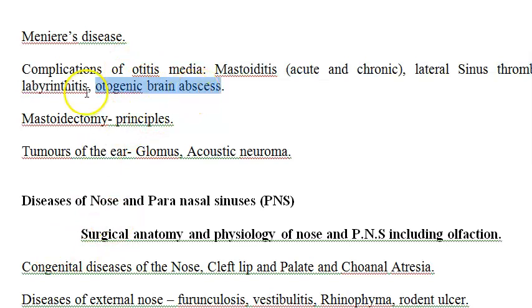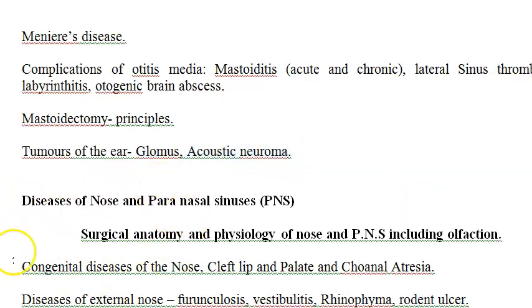Otogenic brain abscess, okay? Mastoidectomy, that is removal of the mastoid air cells, why it is done, etc. You should know the principles. Tumors of the ears, glomus, acoustic neuroma, all these are important. Acoustic neuroma and all, these are all very important terms, okay? So we are done with the ear part, guys.